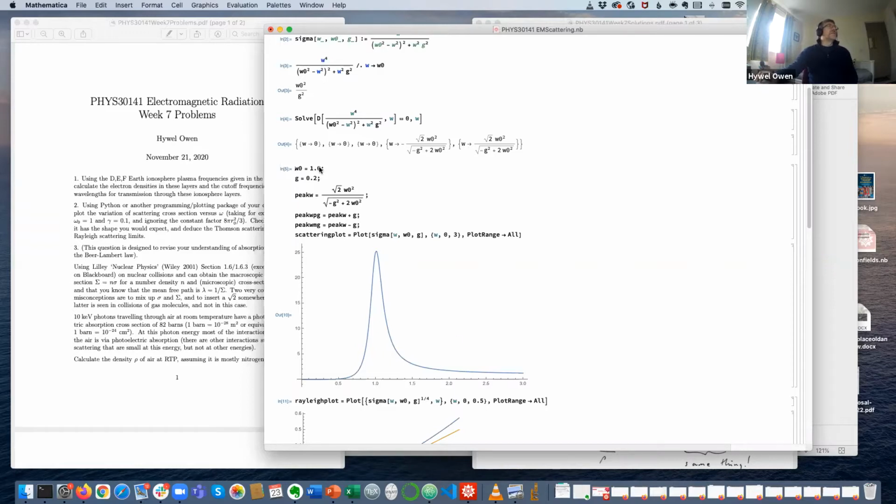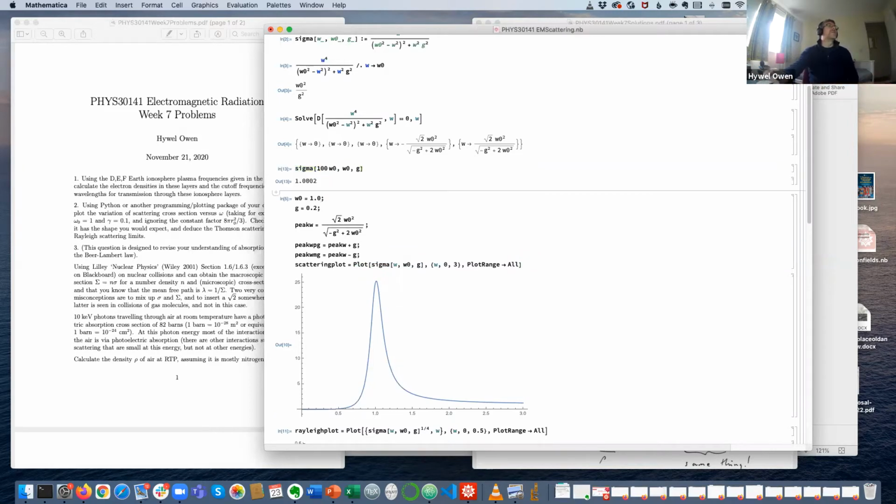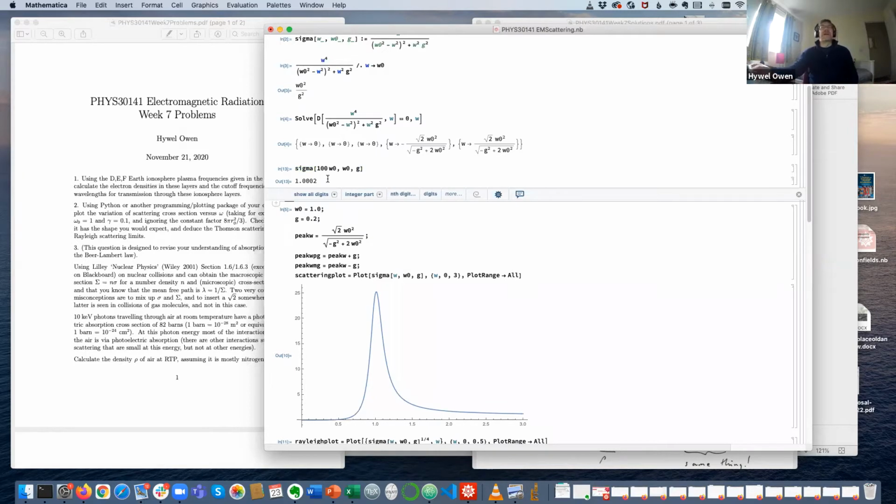Well, let's see what it looks like. What we'll do is we'll calculate sigma for some very large value. Let's see what it is for a large value of, say, 100 times W0, 100 times the resonant frequency, and it falls back down to about 1. In other words, it falls to the Thomson cross-section value. Does it fall even closer? Yes. So as I go to very large frequencies, the cross-section falls to something like the Thomson cross-section. Okay, so that's at the high frequency end.